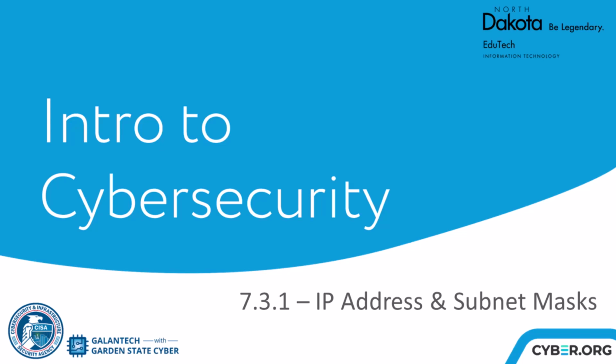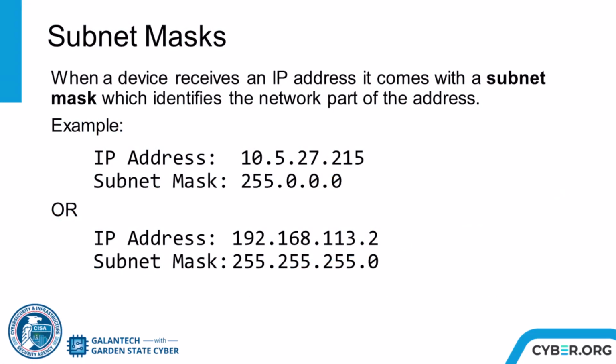7.3.1 IP Addresses and Subnet Masks, Part 2. It is the subnet mask that informs the system which parts are network and which are host. So when a device receives an IP address, it comes with a subnet mask which identifies the network part of the address. These are two examples of what the IP address configuration would look like. We have an IP address and also a subnet mask. Any octet in the subnet mask that is filled with 255 will be part of the network identifier.